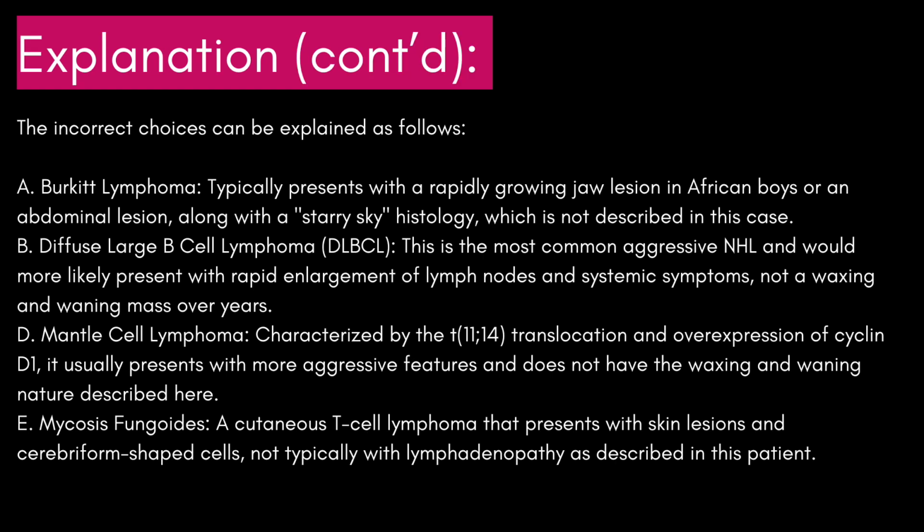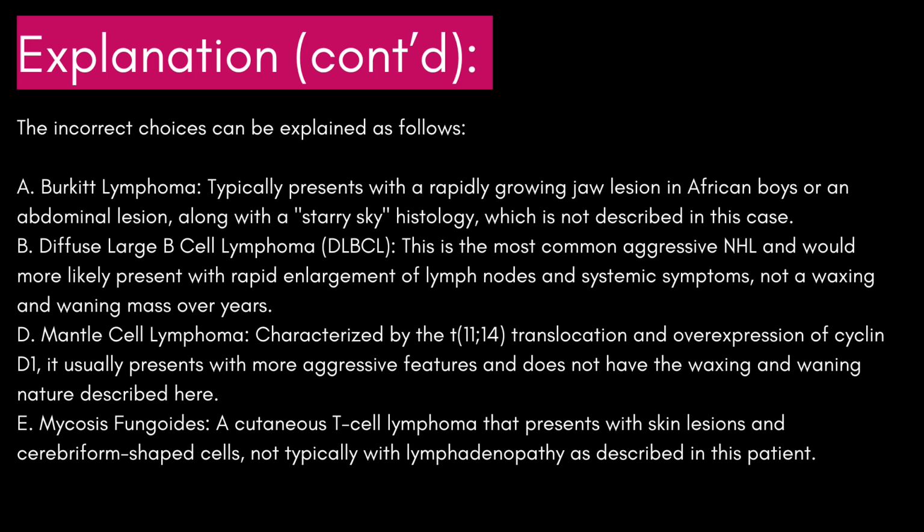A. Burkitt lymphoma typically presents with a rapidly growing jaw lesion in African boys or an abdominal lesion, along with a starry sky histology, which is not described in this case. B. Diffuse large B-cell lymphoma, DLBCL. This is the most common aggressive NHL and would more likely present with rapid enlargement of lymph nodes and systemic symptoms, not a waxing and waning mass over years.